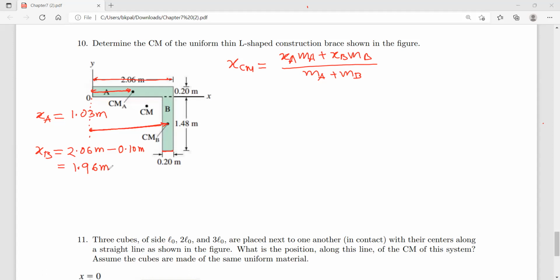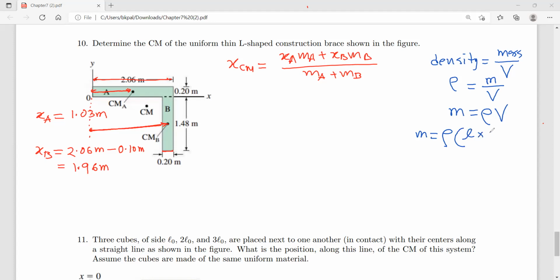Now we are going to use our knowledge of density. Density is defined as mass per unit volume, normally written as rho. Mass is m, V is volume. So mass equal to rho times volume. Now here volume is length, width times thickness. In symbols, I can write L, W for the width, and T for the thickness.